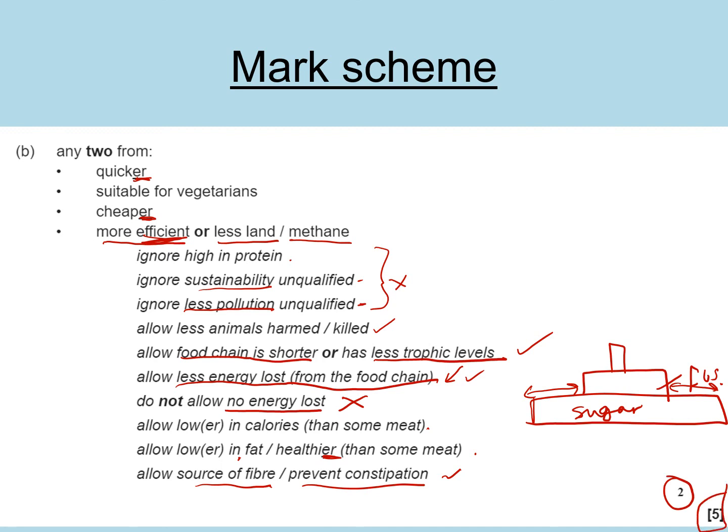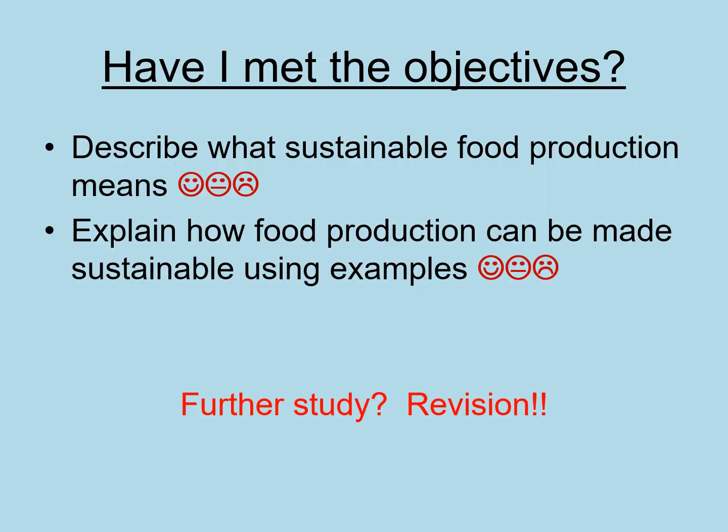Have a think about that and have a think about if you've met today's objectives. Can you describe what sustainable food production means? Can you explain how food production can be made sustainable using examples? As usual, if you're unconfident on either of those, you need to complete some further study. As always, I'll be recommending Primrose Kitten, Free Science Lessons, The Amoeba Sisters, BBC Bitesize and GCSE Pod.